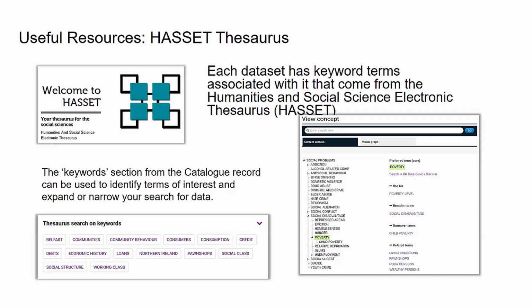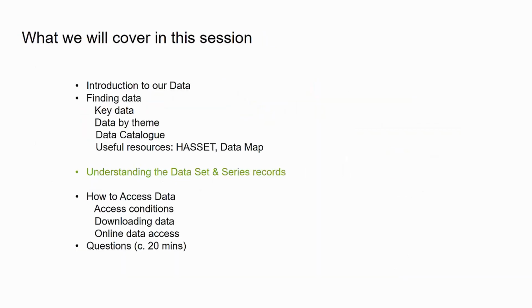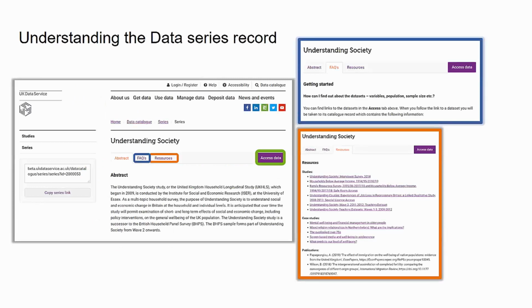In this next section of the webinar, we will explore our dataset and series records located within our catalogue. So many of our surveys are part of a series. A data series page records groups of the datasets that are involved as part of the series together, so they're easily accessible or identifiable. They also contain other information and resources that are useful for researchers.